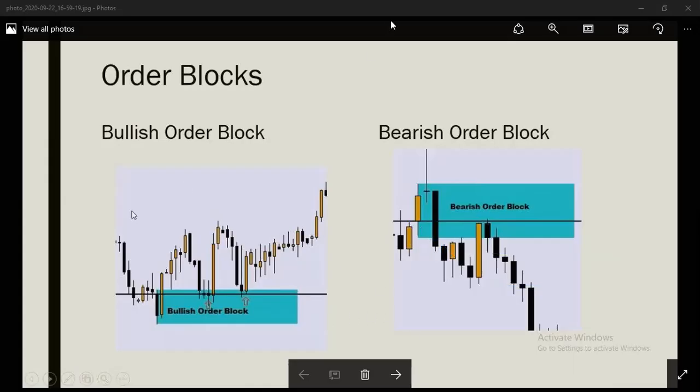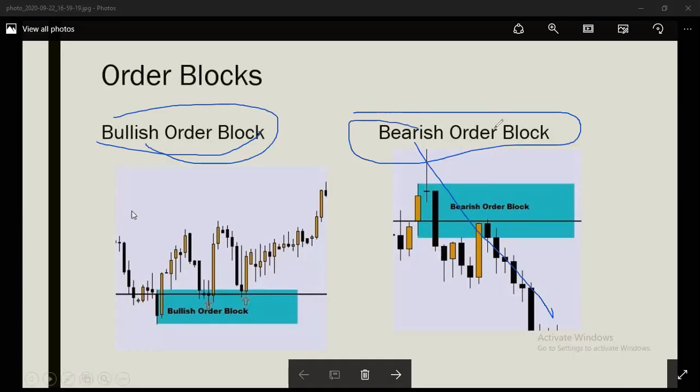So in a bullish trend, we are only looking for bullish order blocks. In a bearish trend, we only look for bearish order blocks, and it's the bullish candle. In a bullish order block is a bearish candle.